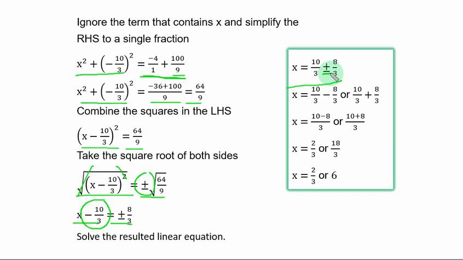This plus minus means you can write this side twice. So s is equal to 10 over 3 minus 8 over 3, or 10 over 3 plus 8 over 3. You have like fractions, you subtract and you add. You have s to be equal to 2 over 3 or 18 over 3, and s is equal to 2 over 3 or 6. That is the values of s.